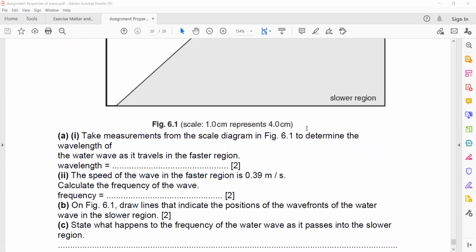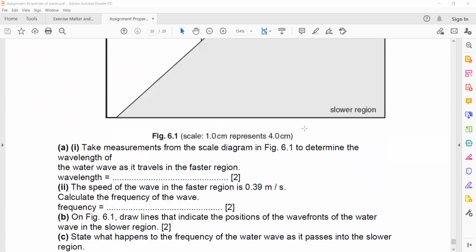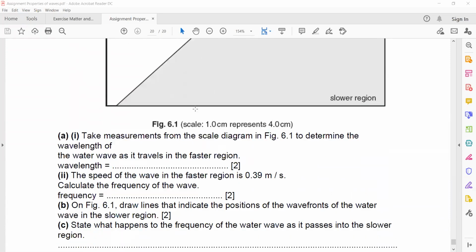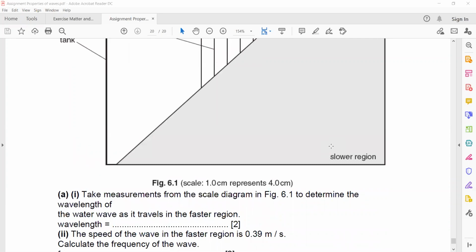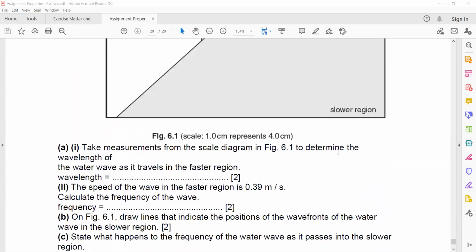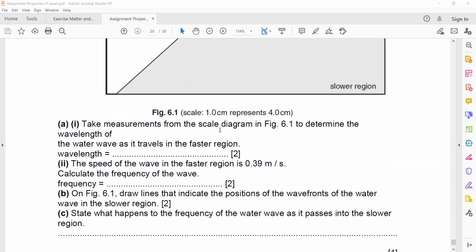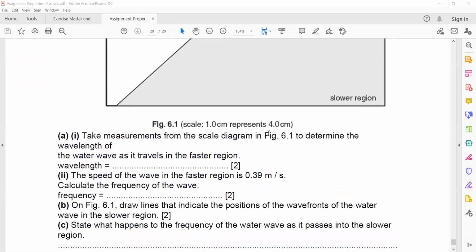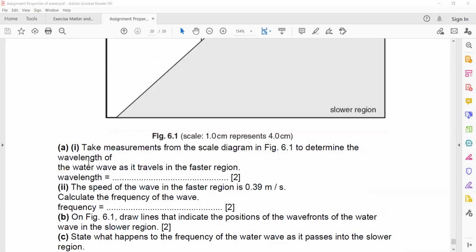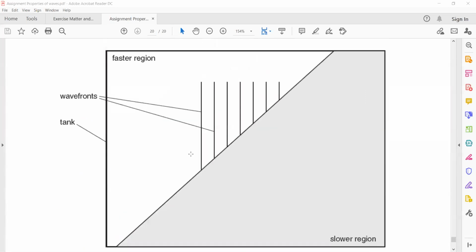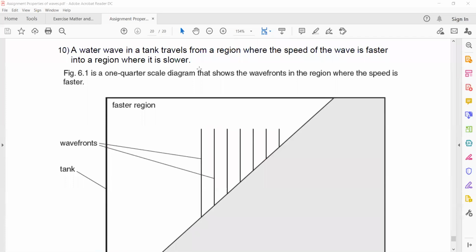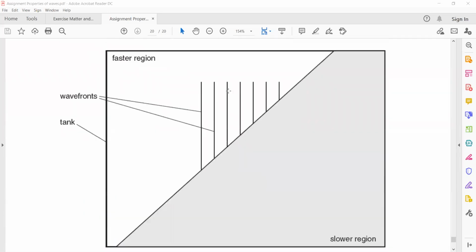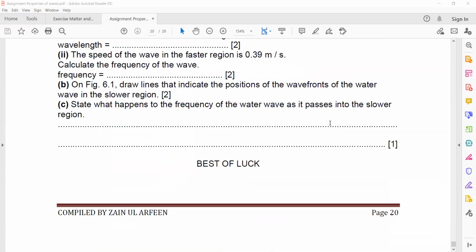This question can only be done when you have a print, but I will help you out to just mention how you will do this. They mention a scale of 1 centimeter representing 4 centimeters. So take the measurement from the scale diagram, like this scale diagram, and determine the wavelength. How will we determine the wavelength? Okay, wavefront part is there. That is the next topic. So we'll discuss this wavefront next class, and then we'll do the discussion.